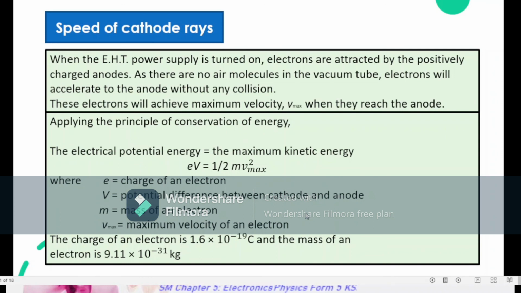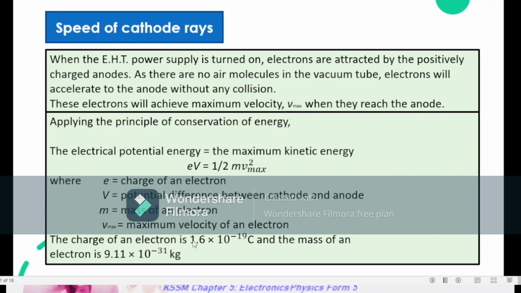Applying the principle of conservation of energy, the electrical potential energy of an electron is equal to the maximum kinetic energy of an electron. Thus we get eV equals half m v squared max, where e is the charge of an electron, capital V is the potential difference between cathode and anode, or voltage of EHT, m is the mass of an electron, v max is the maximum velocity of an electron.